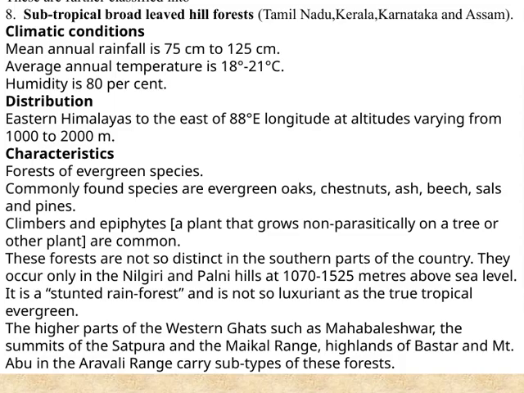They are mainly confined to the Nilgiri and Palni hills, at elevations of about 1070 to 1525 meters above sea level. In these areas, you find what's called a stunted rainforest, which is less lush and dense compared to the true tropical evergreen forests. You'll also see these types of forests in the higher regions of the Western Ghats, like Mahabaleshwar, as well as on the summits of the Satpura and Maikal ranges, and in the highlands of Bastar and Mount Abu in the Aravalli range. These are essentially subtypes of the main forest category, adapted to higher elevations and slightly different climatic conditions.